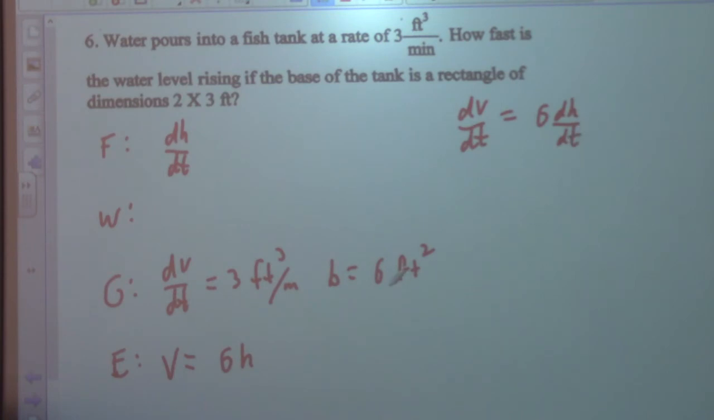So can we plug in now? Yeah, so let's plug in dV. So 3 equals 6 dH/dt. And if we divide by 6, dH/dt equals 1/2, right? Feet per minute. Perfect. So is that the way you did it? Okay. Yeah, that's a good way. Pretty simple.